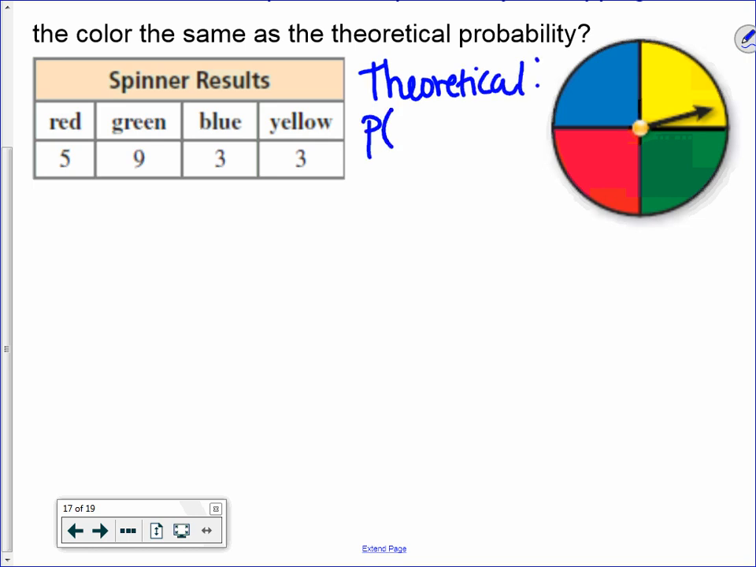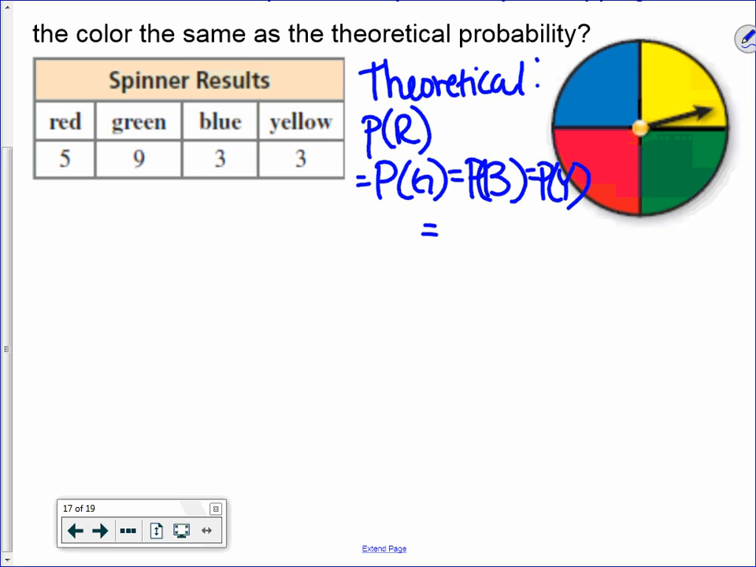The probability of red is going to be the same as the probability of green, which is the same as the probability of blue, which is the same as the probability of yellow. And what I say about this is all of these are equal areas, and it says this in the problem. If you take 100% divided by 4 equal parts, you've got a 25% chance in all of these. So this is just the theoretical probability for each color. Okay, the actual probability of it happening.